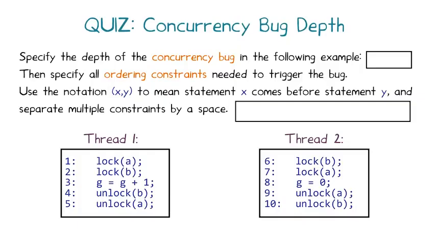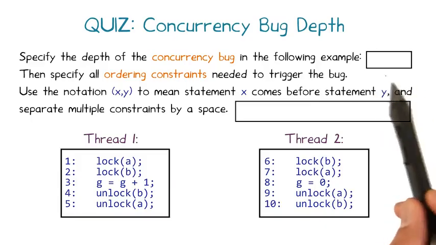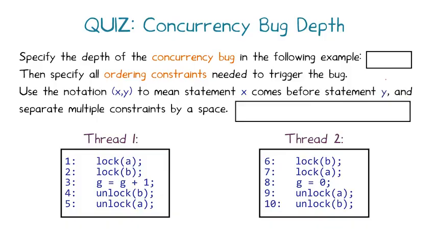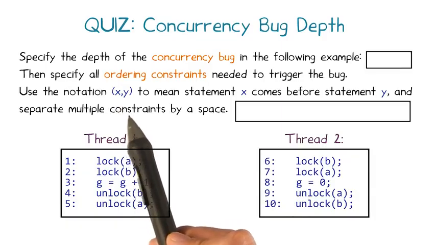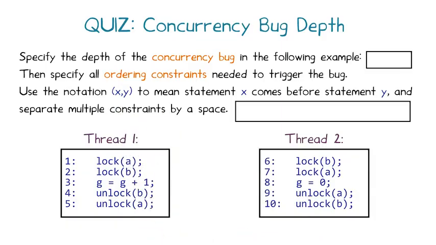In the code displayed here, there is a concurrency bug. First, enter the depth of the concurrency bug in the box at the top. Enter the ordering constraints needed to trigger the concurrency bug in the box below. Use the notation (x, y) to denote the fact that the statement x must be executed before statement y. If you need to enter multiple order constraints, separate them by a space.